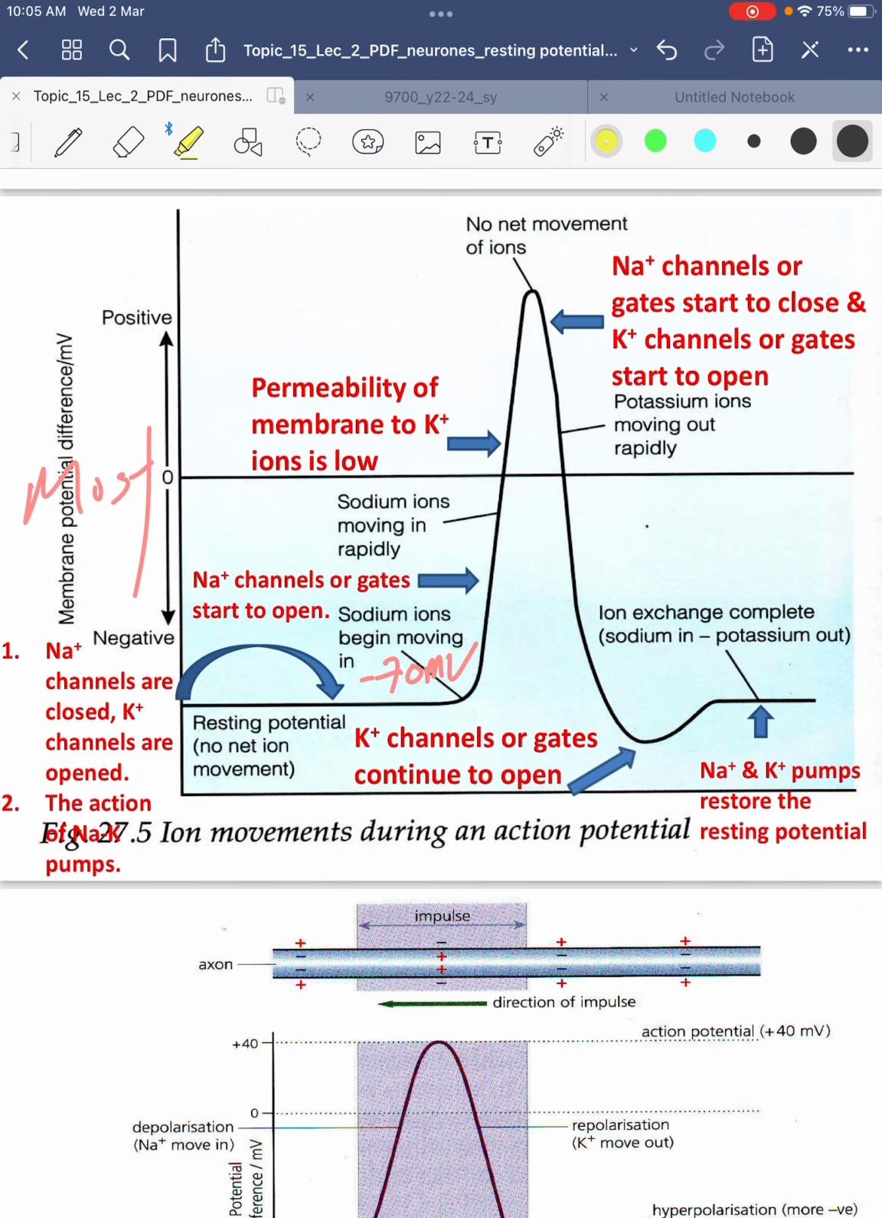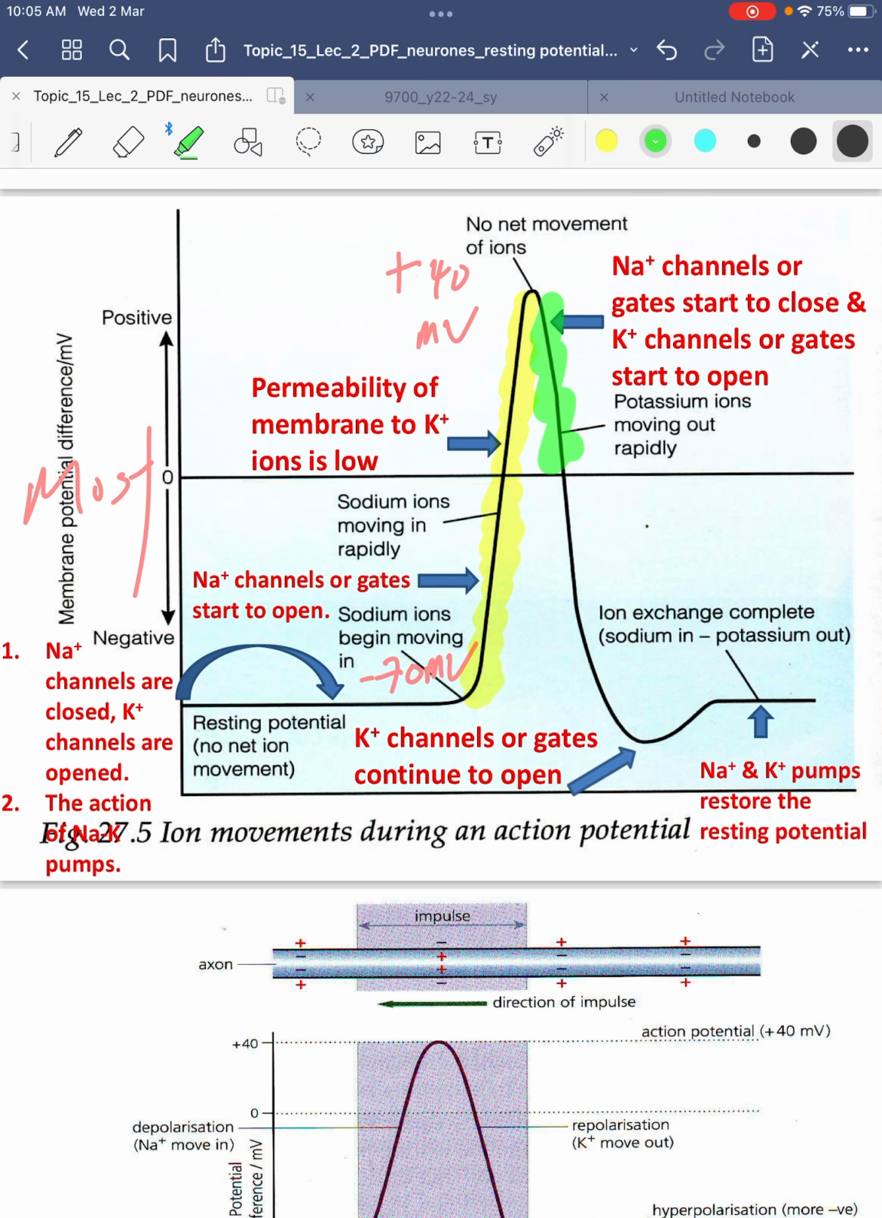Okay, and then this part here of the graph, as you can see, what happens here is that the sodium enters. If you see here, sodium channels or gates start to open, and then the potassium channels begin to close. So that's why the influx of sodium makes the membrane potential plus 40 millivolts. And then the opposite will happen.